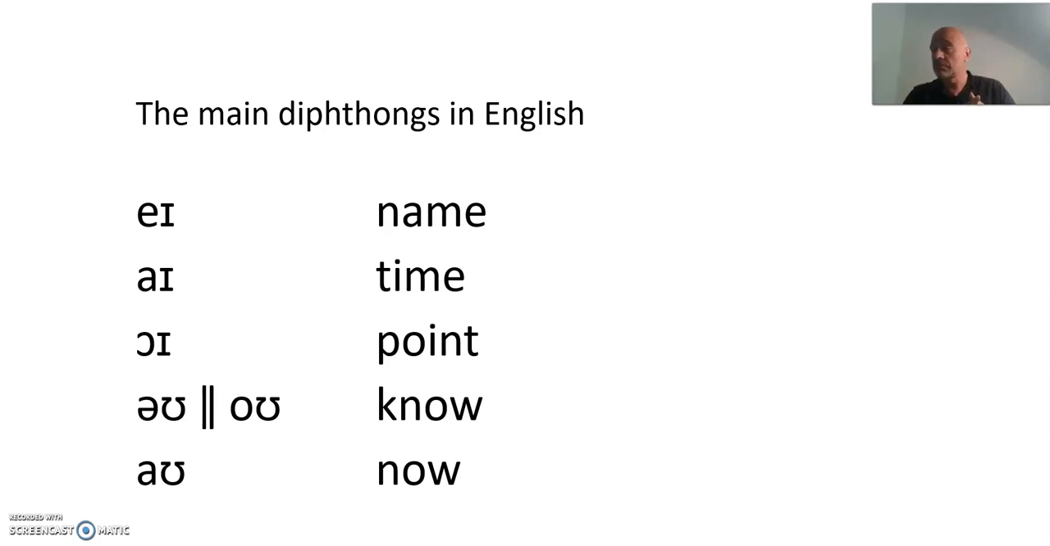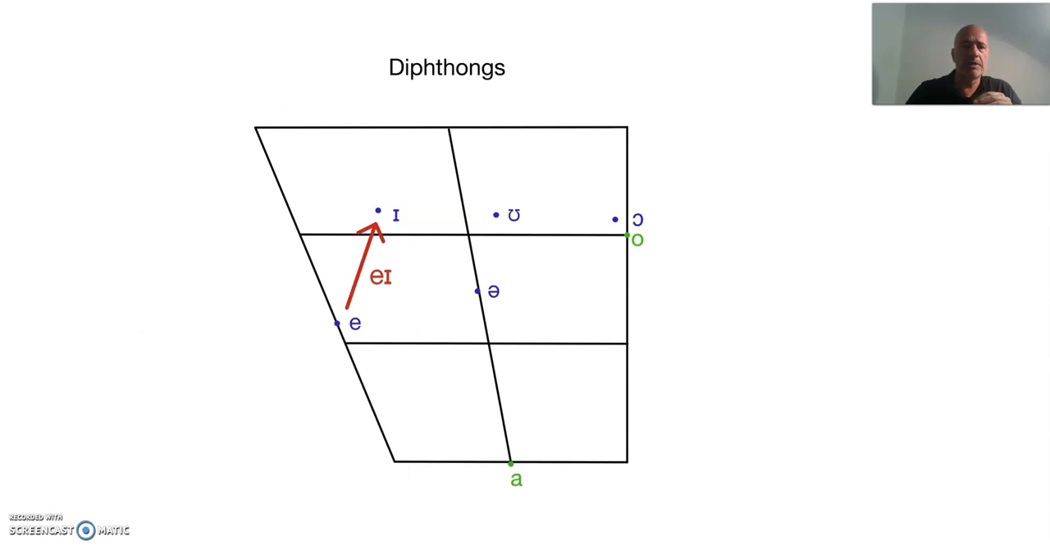5 of them altogether. A as in name, okay? I as in time, all right? Oi as in point. And there is one which is different, whether you speak American or British, which is O in British English and O in American English, so no or no, all right, depending on what accent you speak. And the 5th one is ow in a word like now, and we will go through them now systematically one by one. Okay, so here we go.